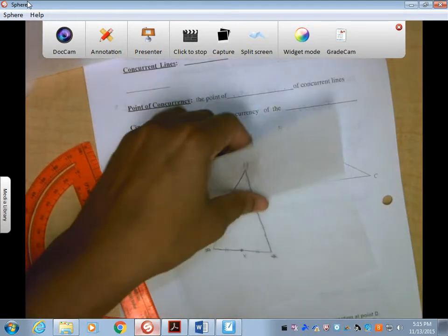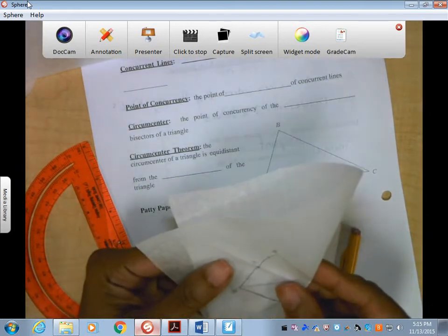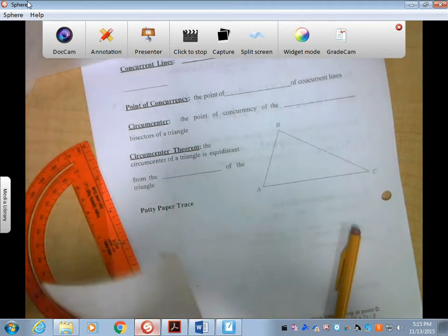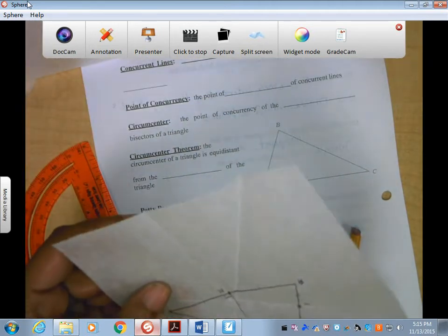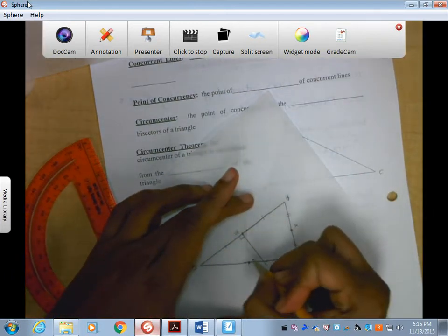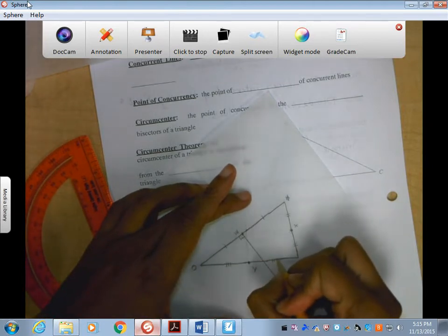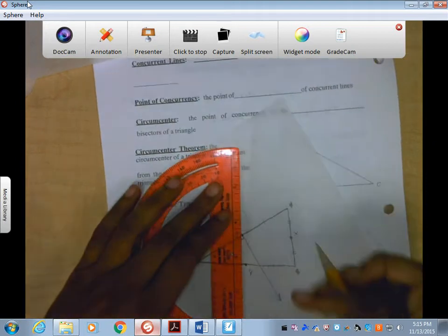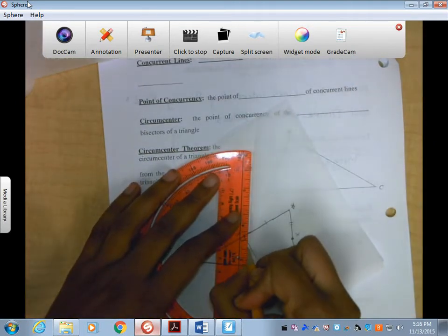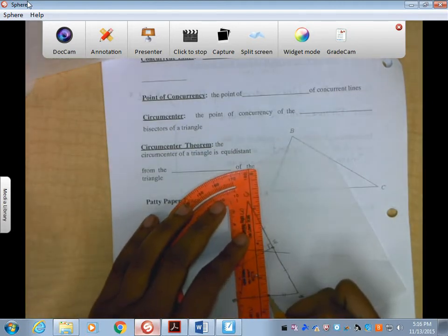And then I'm going to do the same thing for side BC. Find its midpoint. Make the B and C coincide. And make that Y. We're going to do 3 tick marks. Well, if I extend these lines, we're going to notice something that happens here. I think you kind of see it on the trace. The lines will intersect.